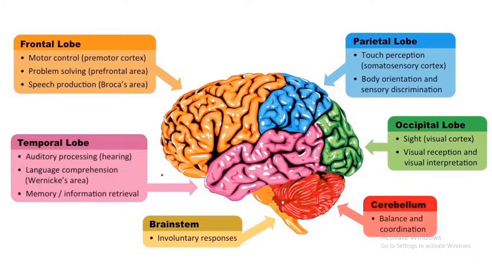Now see, frontal bone, frontal lobe. Let's start with the frontal lobe. Now what happens in the frontal lobe? The frontal lobe does the motor control. What is motor? That is functioning. Just remember, before motor control, that they have a role in problem solving and speech production.